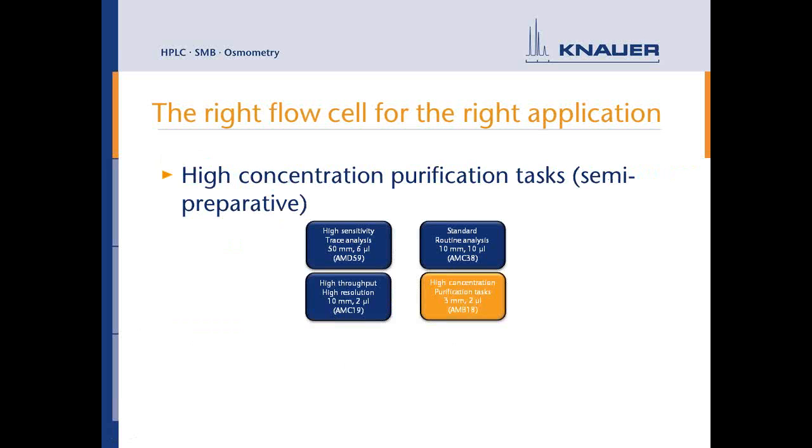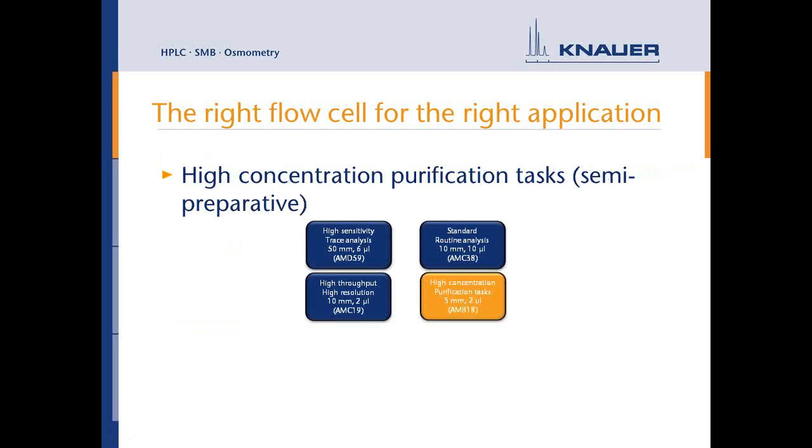Okay, then let's go back to the last point that we have here for our right flow cell for the right applications. As you maybe know, Knauer is not only active in the field of analytical HPLC and UHPLC, but we also are really going in the field of semi-preparative and also preparative applications in HPLC. Of course, you can also use the DAD 6.1L when you are running prep applications. That's no problem. And here we offer some special high concentration flow cells that have a flow path of only 3 millimeter, as you see here.